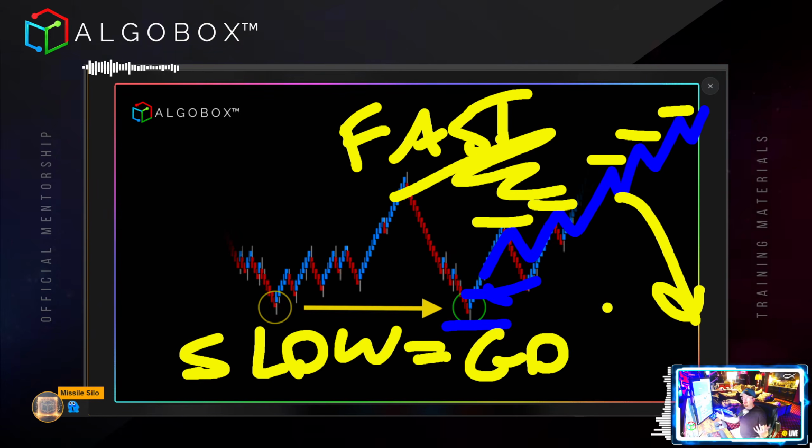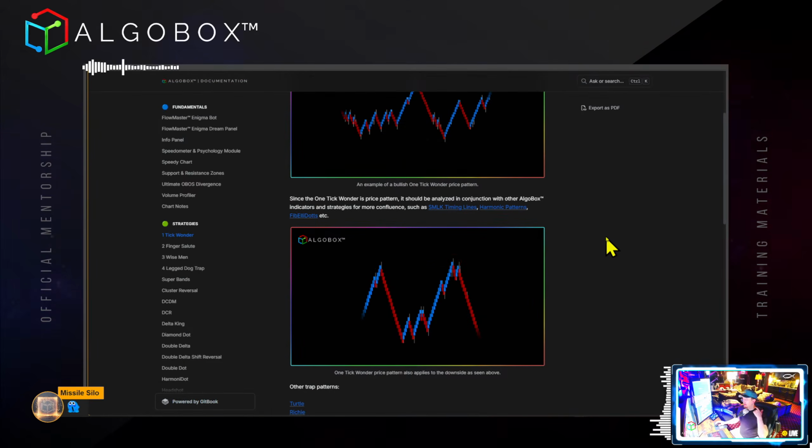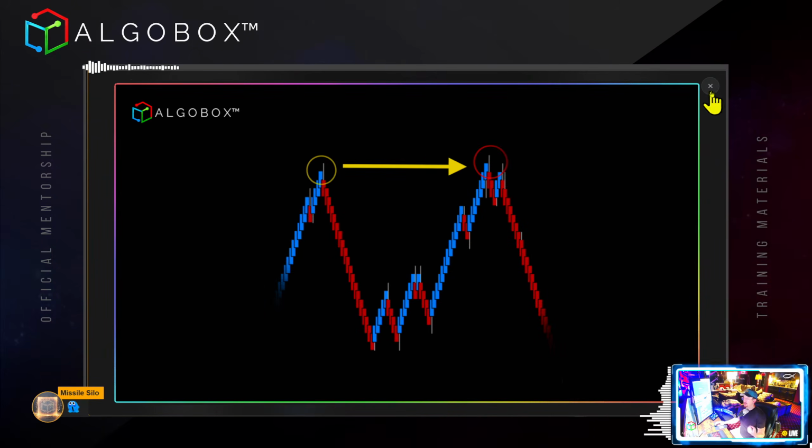Remember, it's not 100%, but everything that I'm doing here is based on statistics, and that is some of the things that you need to know. We talked about bulls and bears too. Remember that slow favors the bulls and fast favors the bears.